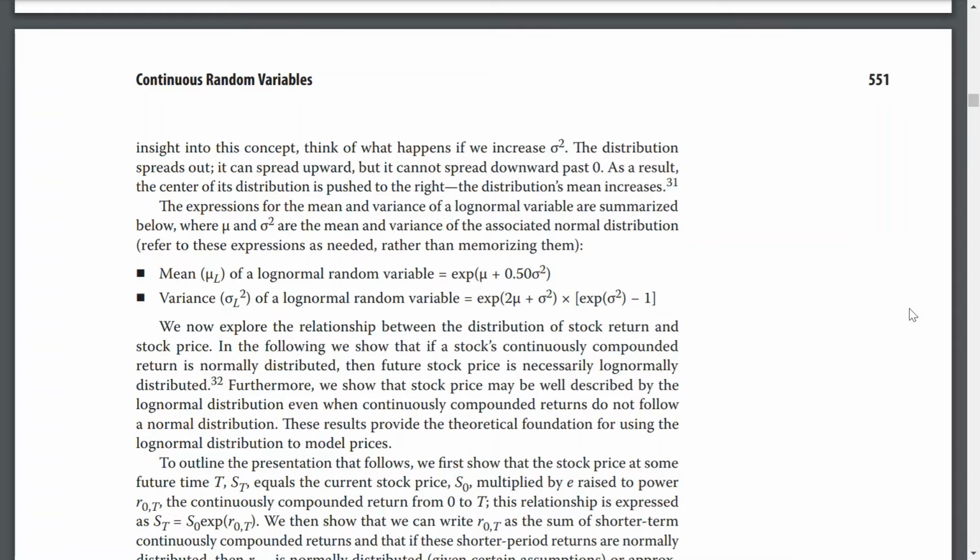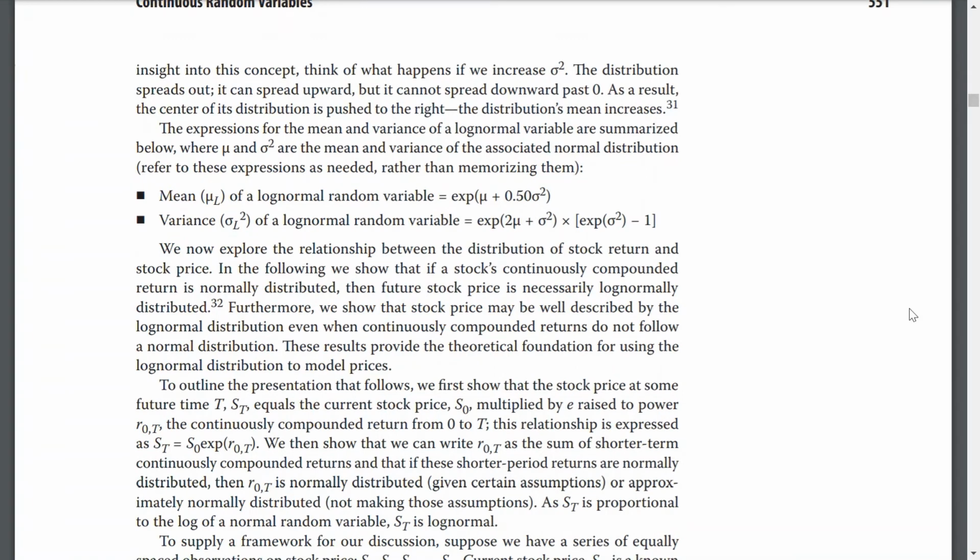The expressions for the mean and variance of the log normal variable are summarized below. The mu and the variance are the mean and variance of the associated normal distribution. Refer to these expressions as needed rather than memorizing them. The mean, mu L, of the log normal random variable is equal to e raised to mu plus 0.5 variance. The variance of L, the log normal random variable, is e raised to 2 mu plus variance, multiplied by e raised to variance, subtracted by 1.